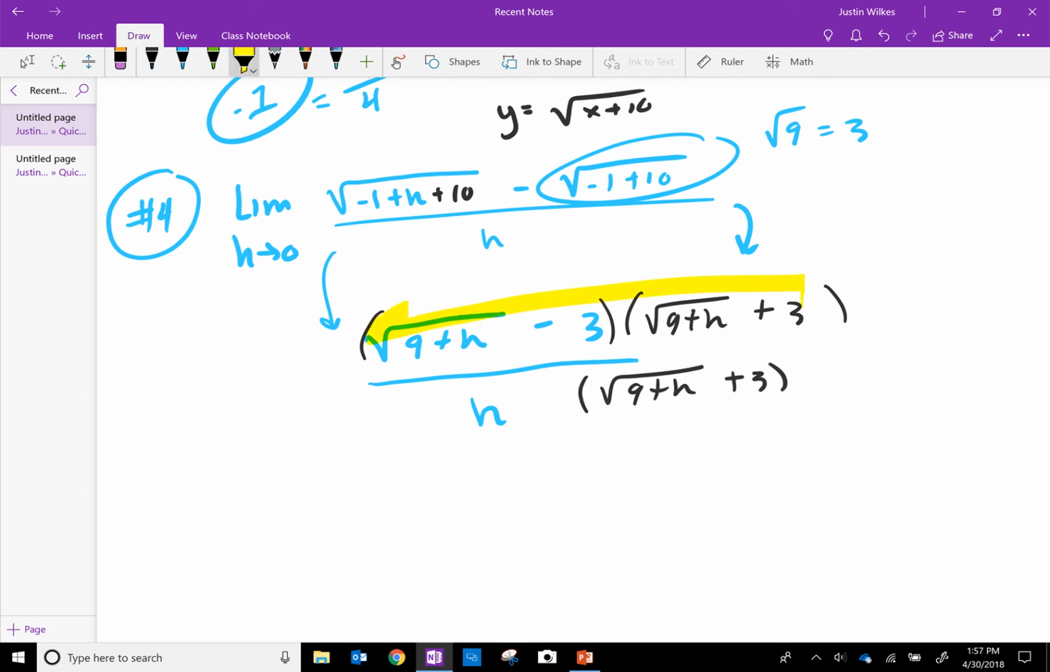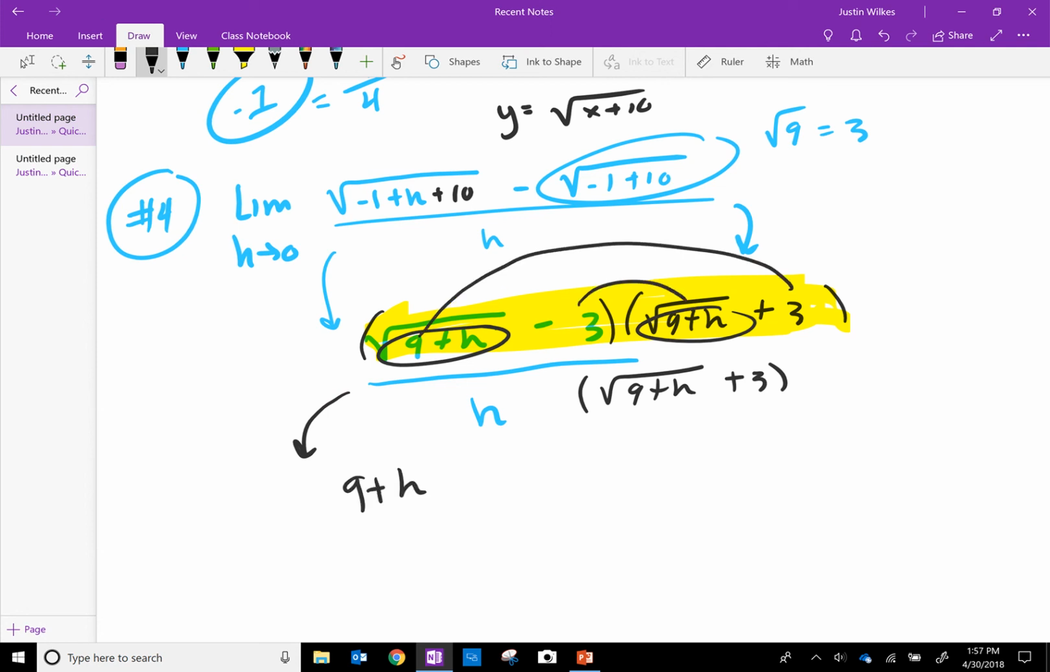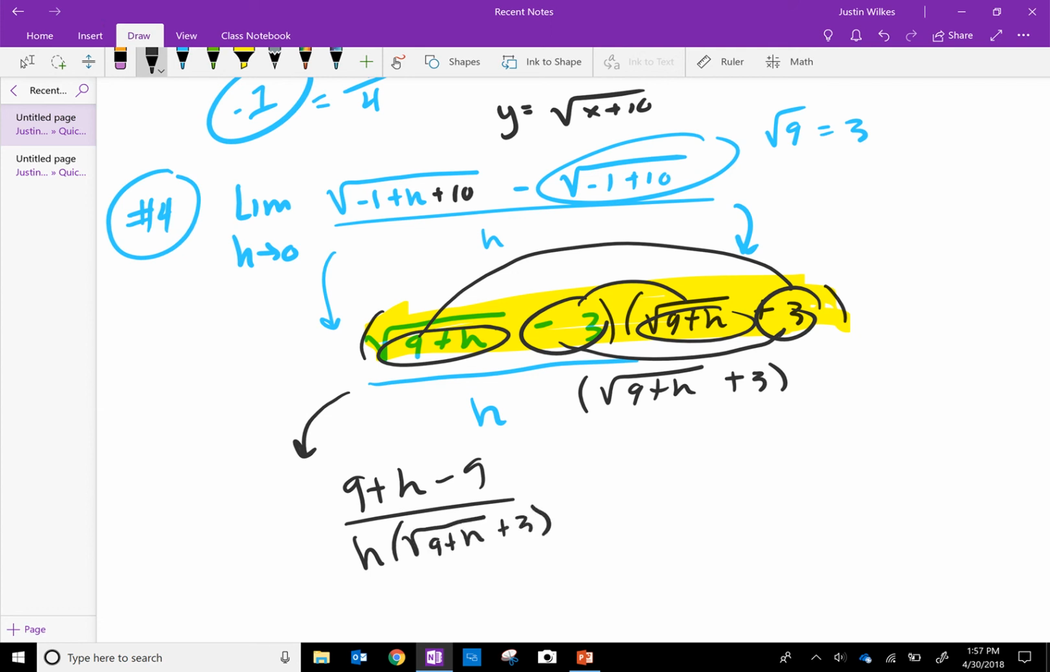This on the top needs to be multiplied out. Well, I've done this enough times to recognize that when I do this, I'm just going to be left with that. The outside and the inside parts getting multiplied will cancel, and they'll be left with the product of the last two things, which would be minus 9. It's over h times the square root of 9 plus h plus 3. In this case, the 9's cancel, and the h's will cancel. It leaves me with a 1 over the square root of 9 plus h plus 3.